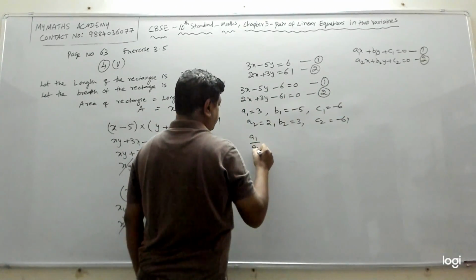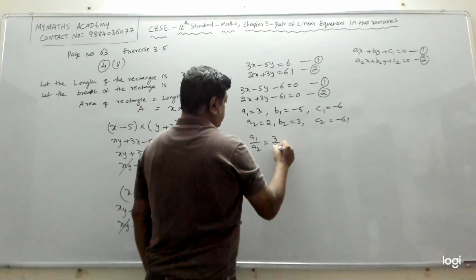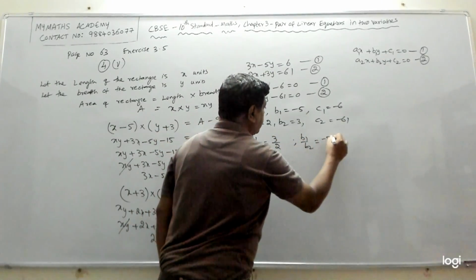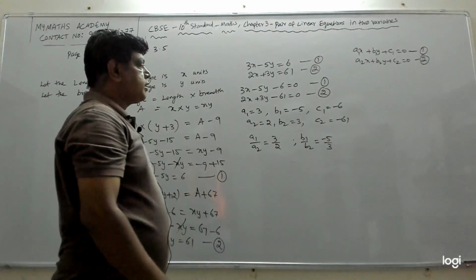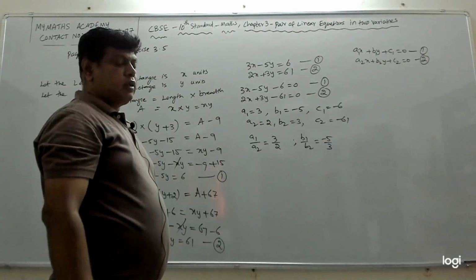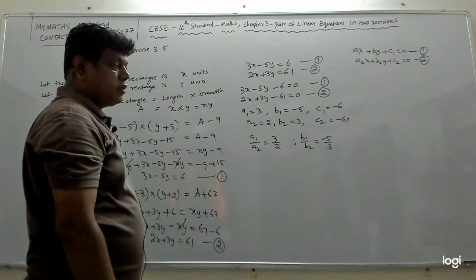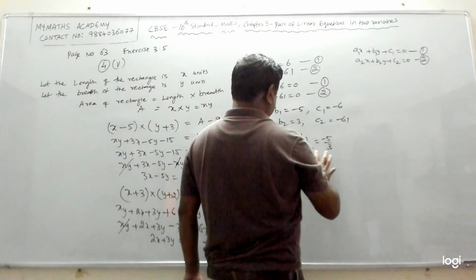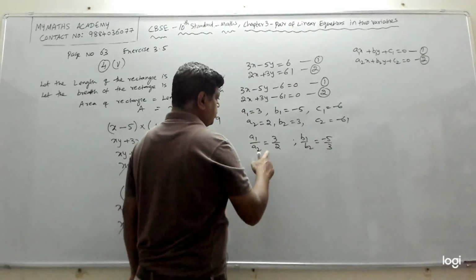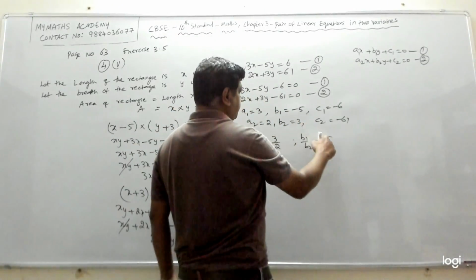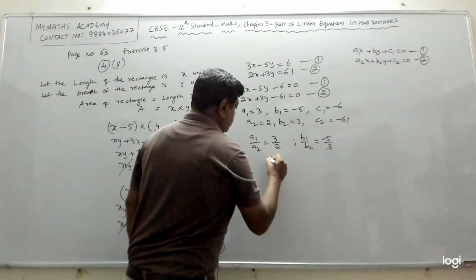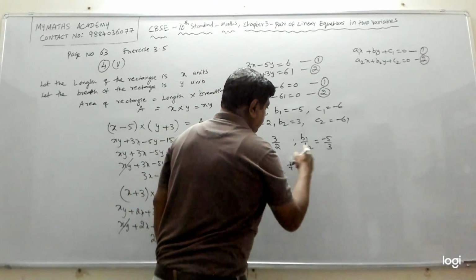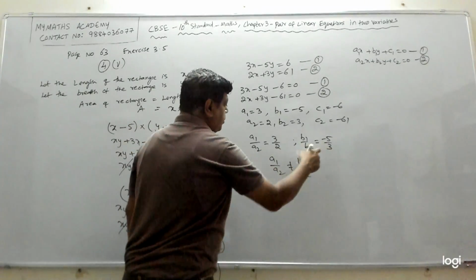What is A1 by A2? 3 by 2. Then we should find B1 by B2, because we are trying to check the ratio that is given in page number 46, table 3.4 in your textbook. Now A1 by A2 is 3 by 2, B1 by B2 is minus 5 by 3. So which means what do you see? You see that A1 by A2 is not equal to B1 by B2. Right? They are not equal, because this is 3 by 2, this is minus 5 by 3.